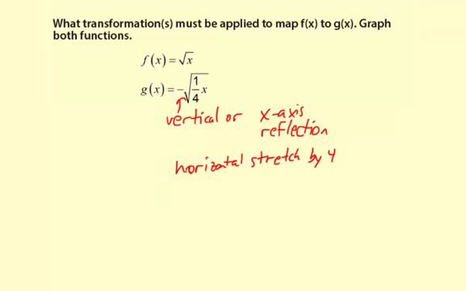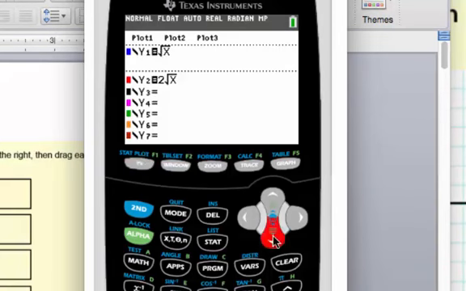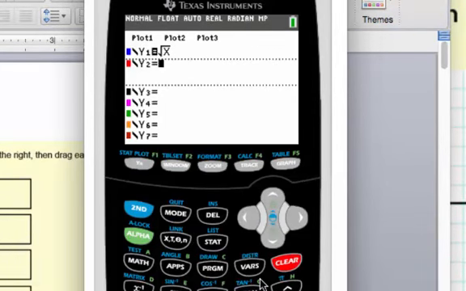Okay, now let's take a look at the graphing calculator and we'll graph those functions. Okay, I'm going to use the square root x that's already in there. Then it's negative, and then open parentheses, 1/4, and then times x, just like that. Square root, and then open parentheses 1 divided by 4, and then x. Just like that. That's negative square root of 1/4 x. Let's look at the graph.